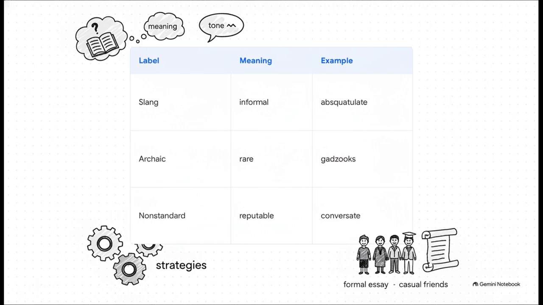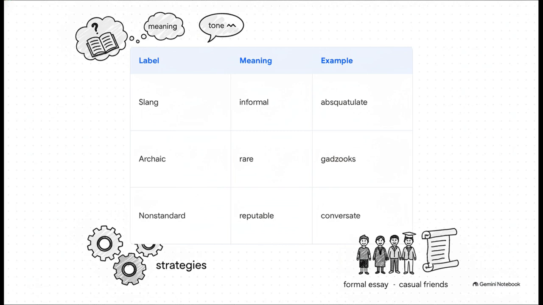For instance, if you see the label slang, you instantly know the word is highly informal. Think of the early 19th century slang word absquatulate, which basically means to abruptly leave. If you see archaic, it means the word was once super common but is now pretty rare, like gadzooks. Or you might see the label non-standard, which gets applied to words like conversate. These labels are huge.